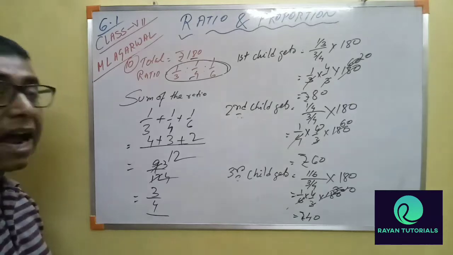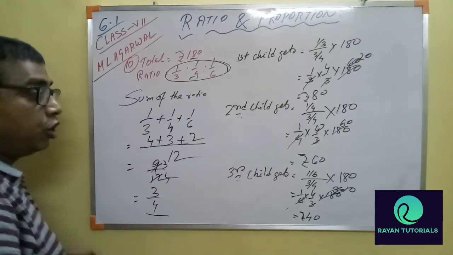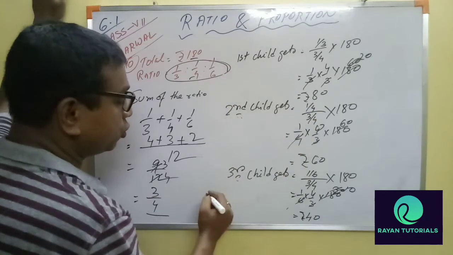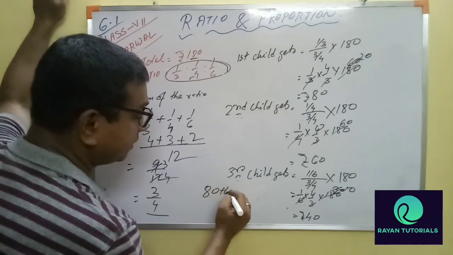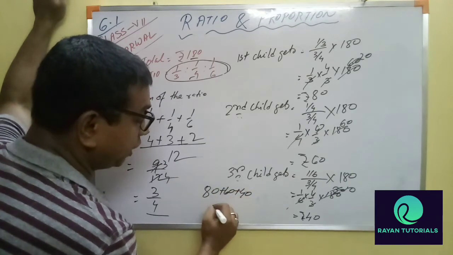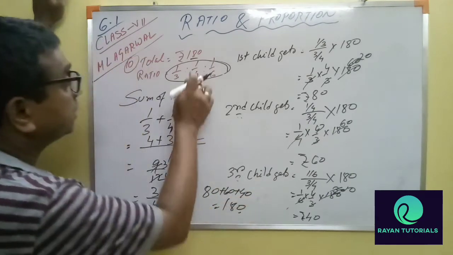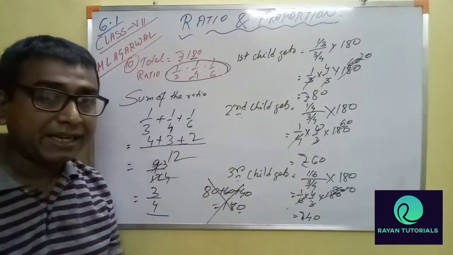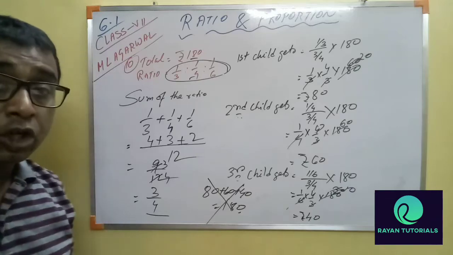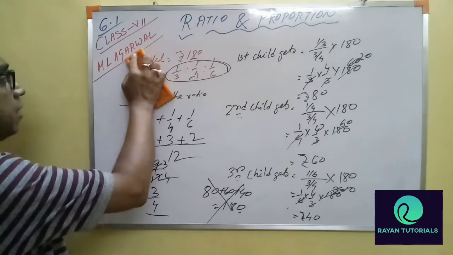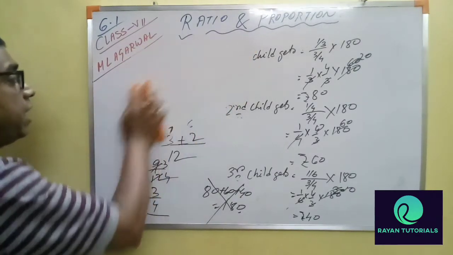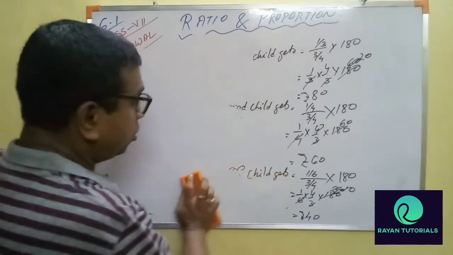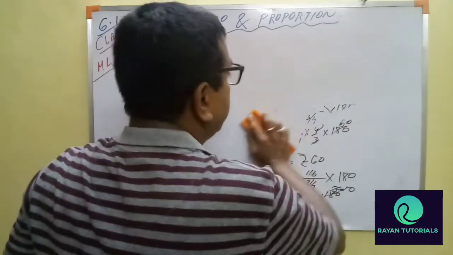To check whether you are right or wrong, what you should do? Add these three numbers. So 80 plus 60 plus 40 gives you 180. See, here it's 180. No need to write this one. Mentally calculate or do it in the rough to check whether your sum is right or wrong. Clear? Okay. Next.